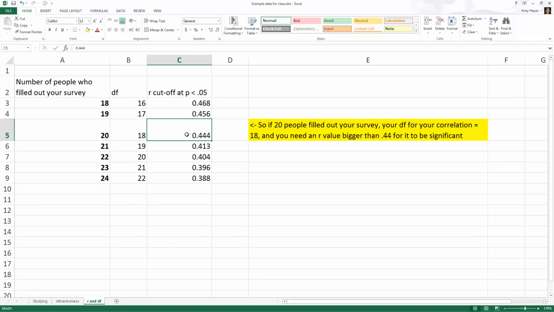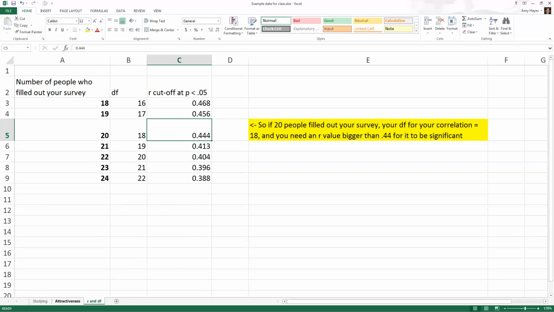And this counts too if you had like a negative 0.5, because the absolute value of that is still bigger than a 0.44, and that's what you're interested in. So if your R is bigger than whatever the cutoff here is for your sample size, then that means you found a significant relationship. So for 20 people, it needed to be bigger than a 0.444.